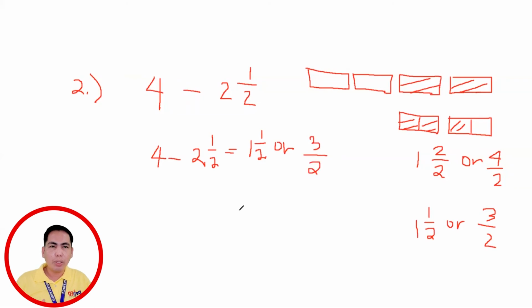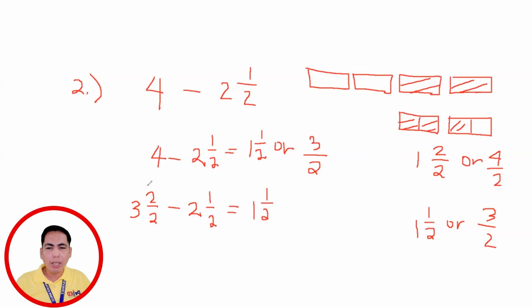How do we show that through computations without our illustrations? First, we have to rename 4 into 3 and 2 halves. 2 over 2, or 2 halves, is 1, plus the 3 gives us 4. When we subtract 2 and 1/2 from 3 and 2 halves, first we subtract the whole numbers. 3 minus 2 gives us 1. 2 minus 1 gives us 1, and then copy the common denominator of 2. That's why our difference is 1 and 1/2.